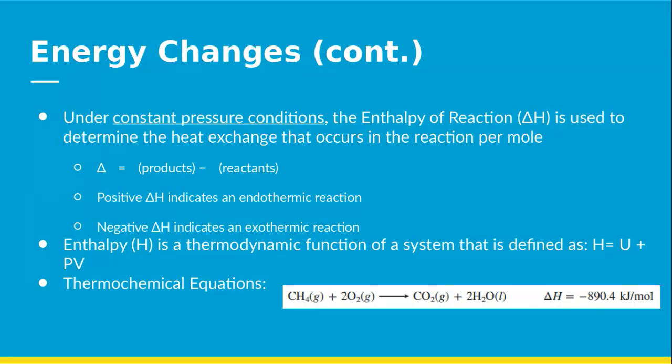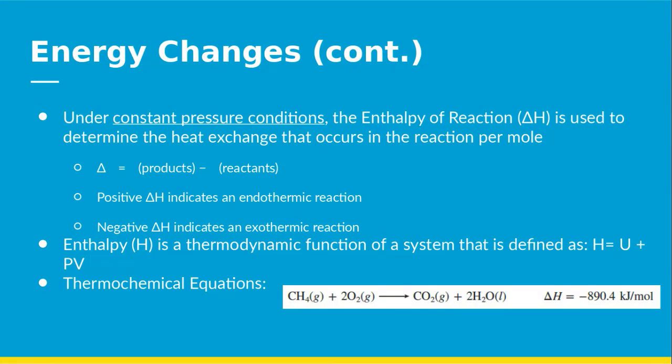This is just the positive delta H versus negative delta H. This is essentially just a convention. It doesn't actually matter whether it's positive or negative, but it allows us to indicate whether a reaction is endo or exothermic, right? So if the enthalpy of your products is greater than the enthalpy of your reactants, that gives us an endothermic reaction, right?